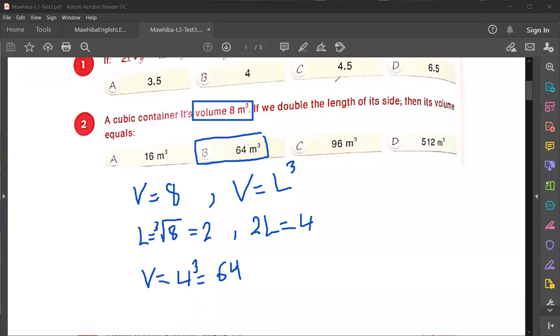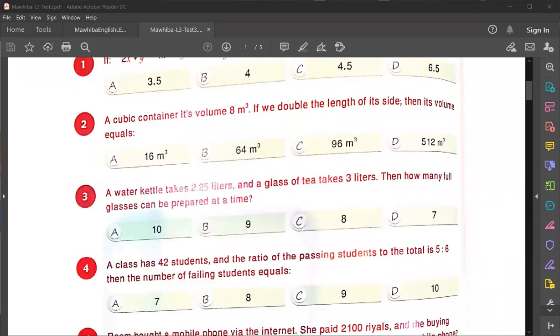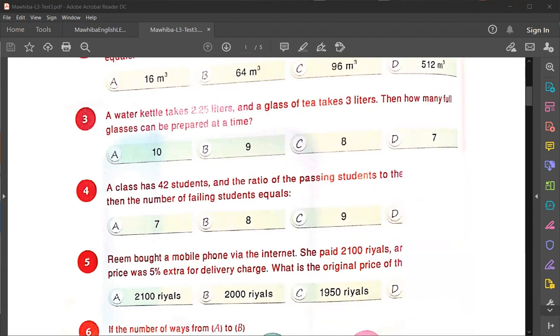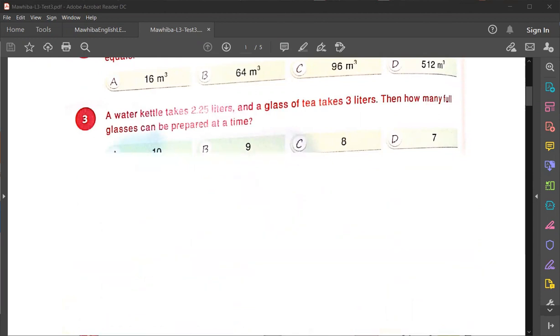Okay, now we will take the third one. So here is question number 3. I said here what he wanted. Now a water kettle takes 2.25 liters, and a glass of tea takes 3 liters. Then how many full glasses can be prepared at a time?